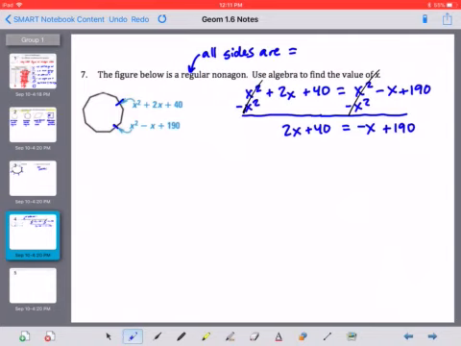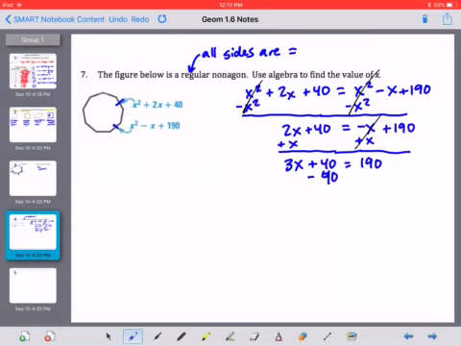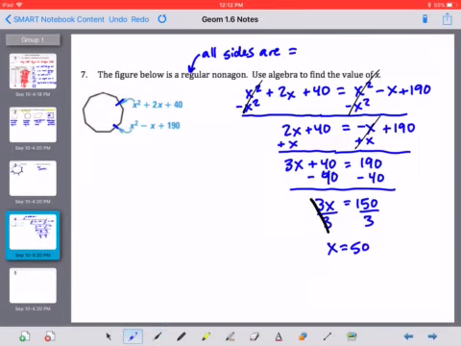So this isn't too bad now. I don't like negative, so let's add this x over to the left. And these cancel. We end up with 3x plus 40 equals 190. Let's go ahead and subtract that 40 from both sides. So 3x ends up being equal to 150. And if we divide by 3, x is 50.